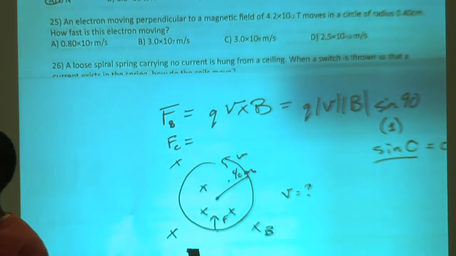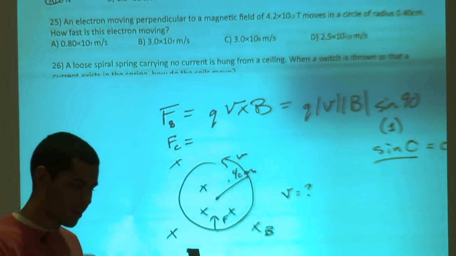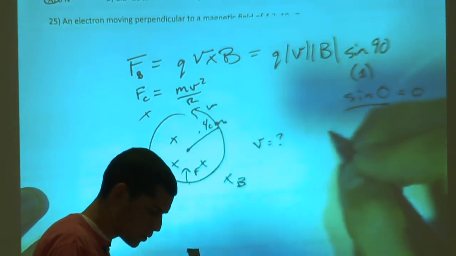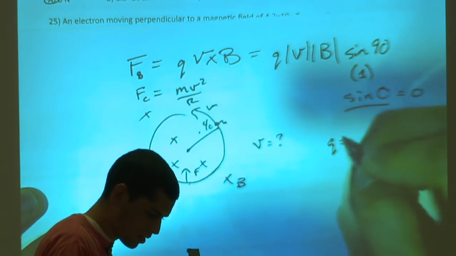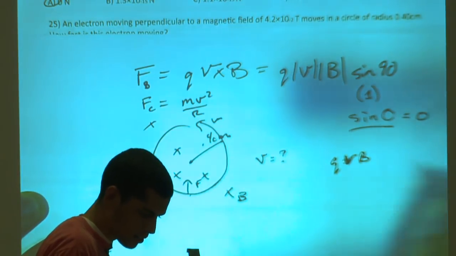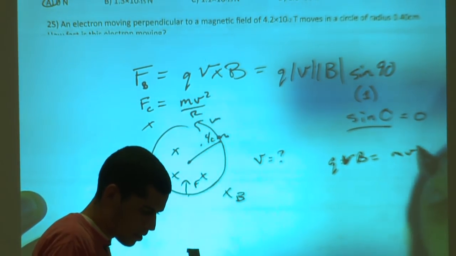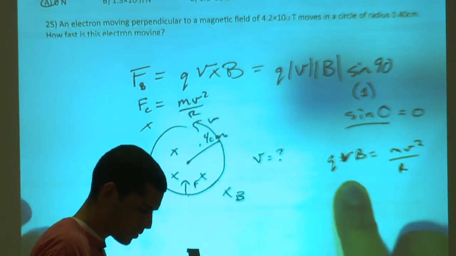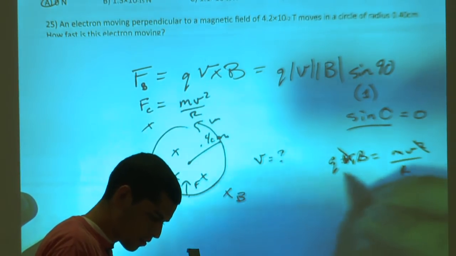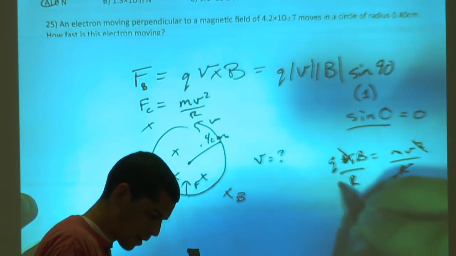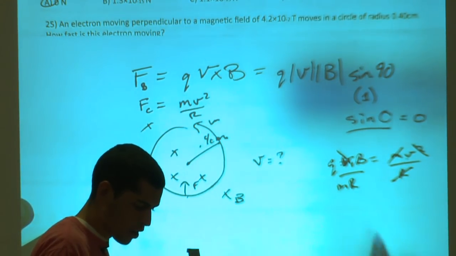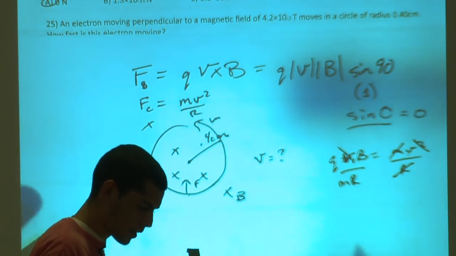So we know that our centripetal force is equal to our magnetic force. Who remembers what the equation for centripetal force is? mv squared over r, awesome. If we set these two equal to each other, we have q, v, and they're perpendicular, so we just do the sine 90 type stuff, equals mv squared over r. We're looking for velocity. One of those velocities cancels out, so we divide both sides by r, and then we divide by m as well. So velocity is equal to q times B over m times r, r being the radius.